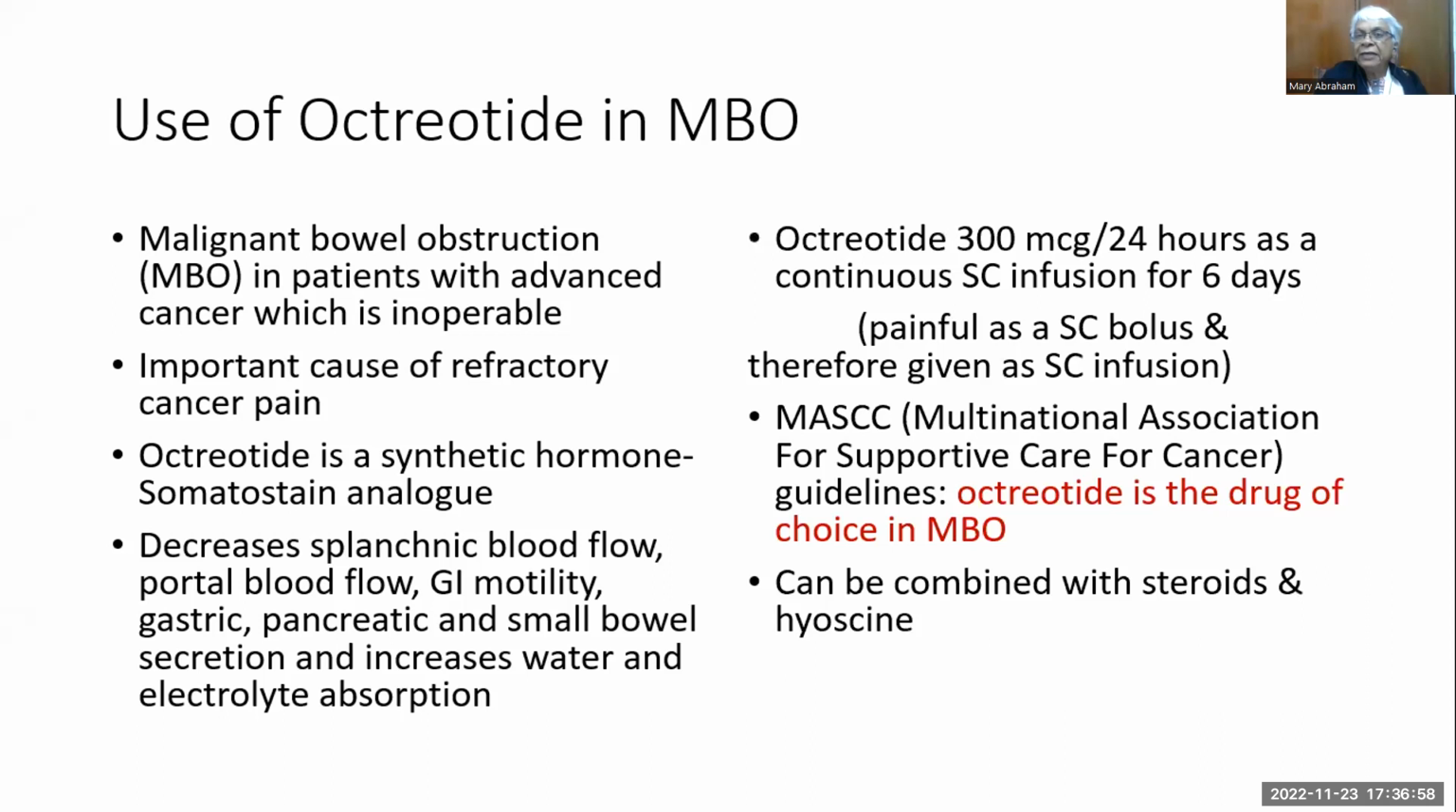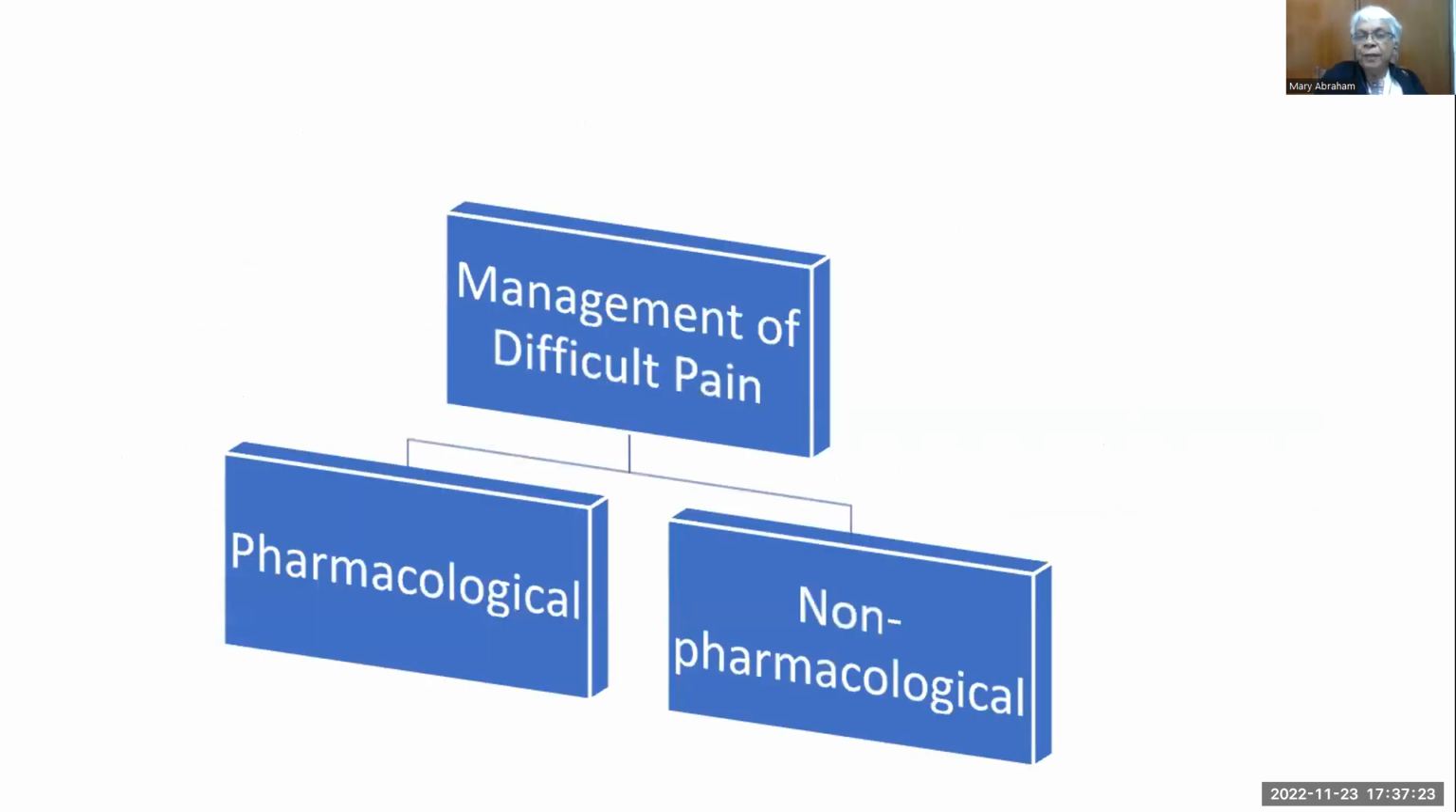How do we give it? It is given in a dose of 300 mics per 24 hours as a continuous infusion for 6 days. An IV or subcutaneous bolus can be very painful, so it's given as an infusion. In fact, the MASCC guidelines say that octreotide is the drug of choice for malignant bowel obstruction. It can be combined with steroids and hyoscine as well. So we discussed the pharmacological options.